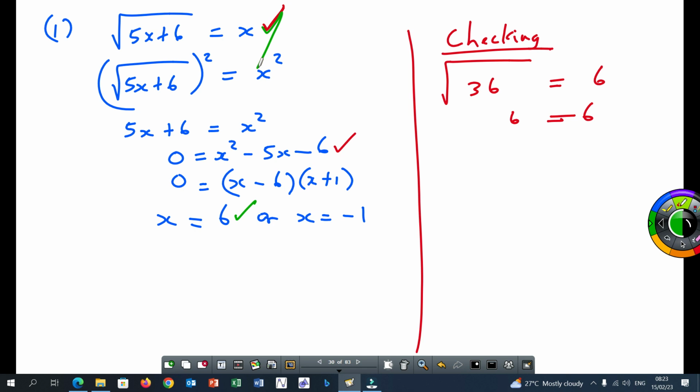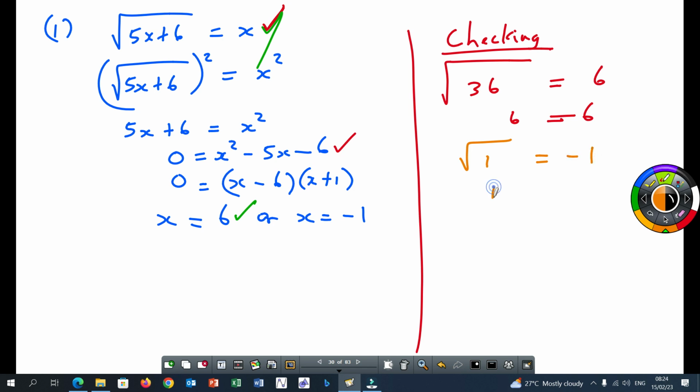Then, if I try minus 1, if I put minus 1 where there is x, I'll get minus 1 times 5, which gives me minus 5. Minus 5 plus 6, I'll get a positive 1. So I'll get the square root of positive 1 equal to minus 1. Now I've got a problem here because the square root of 1 is a positive 1. So this cannot be, which means this is not a solution.